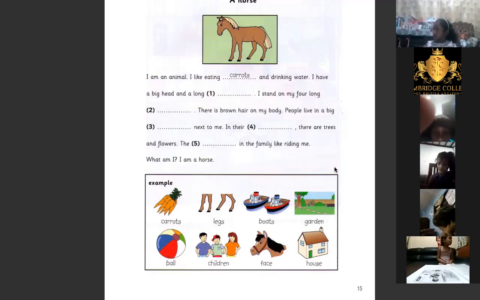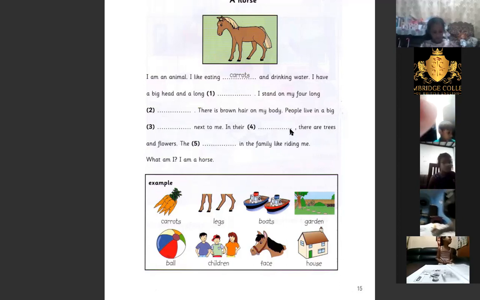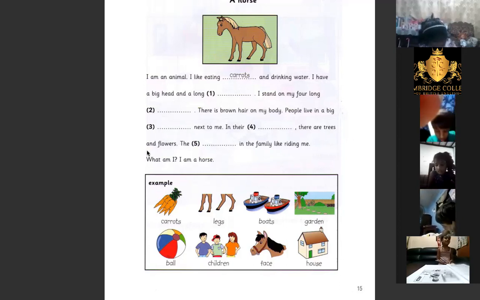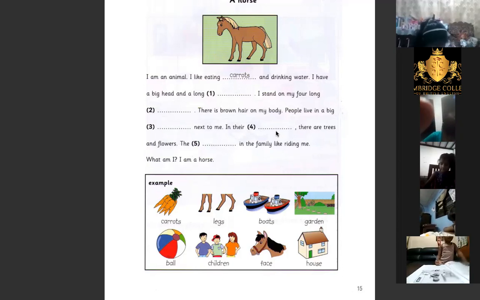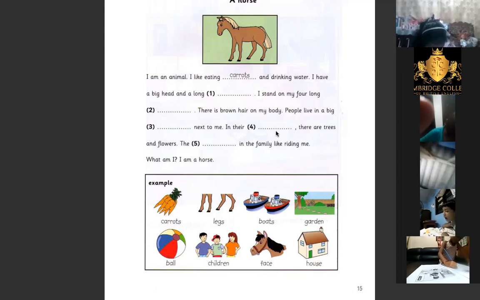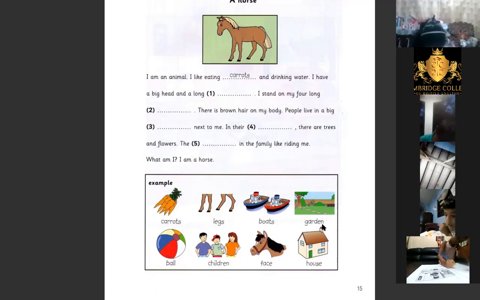Where is it? Garden. Yes, in the garden. In their garden, there are trees and flowers. Then garden. Write the word garden here. G-A-R-D-E-N. Yes, write the word garden in front of number four.